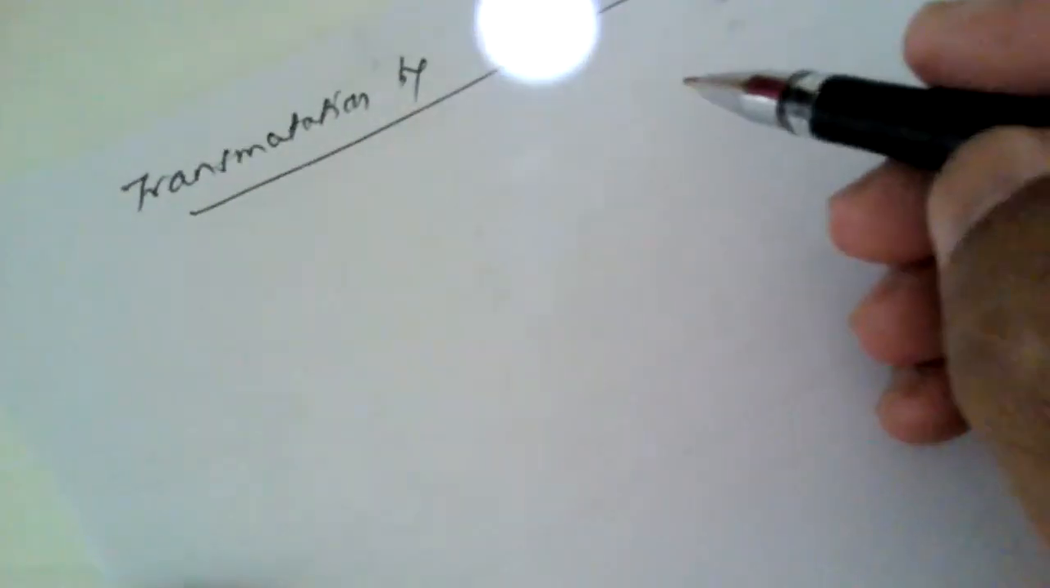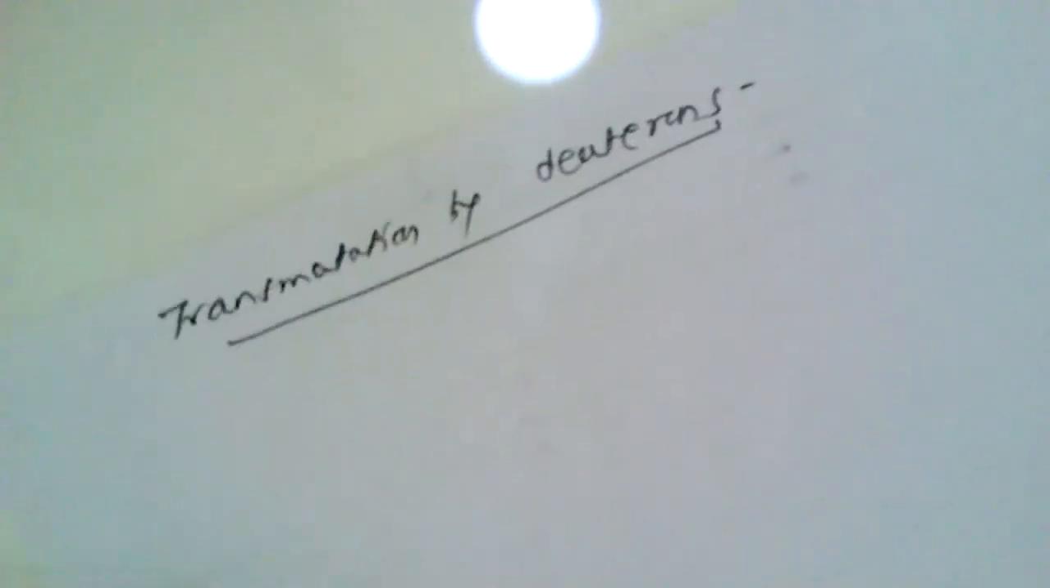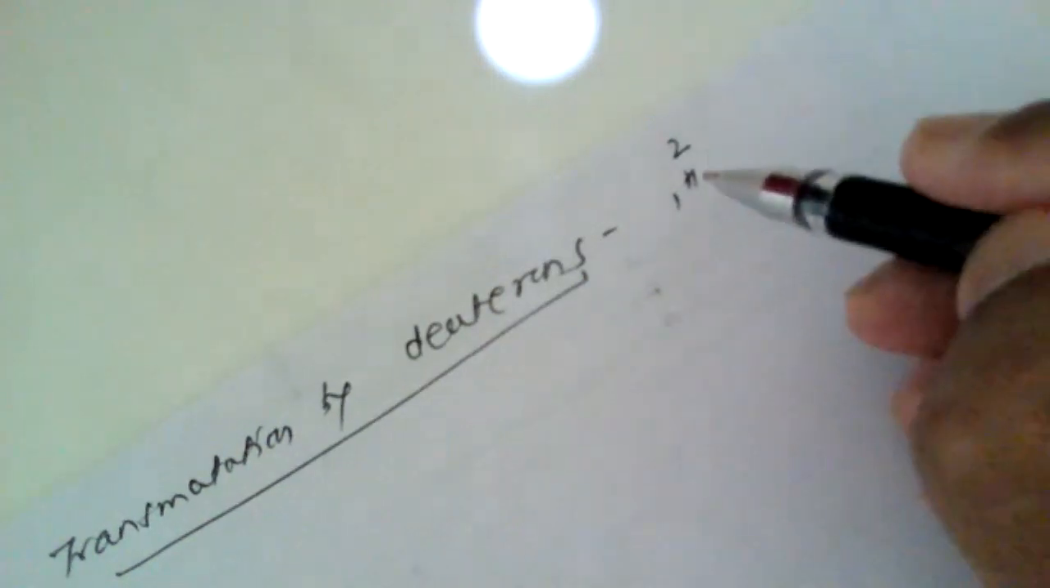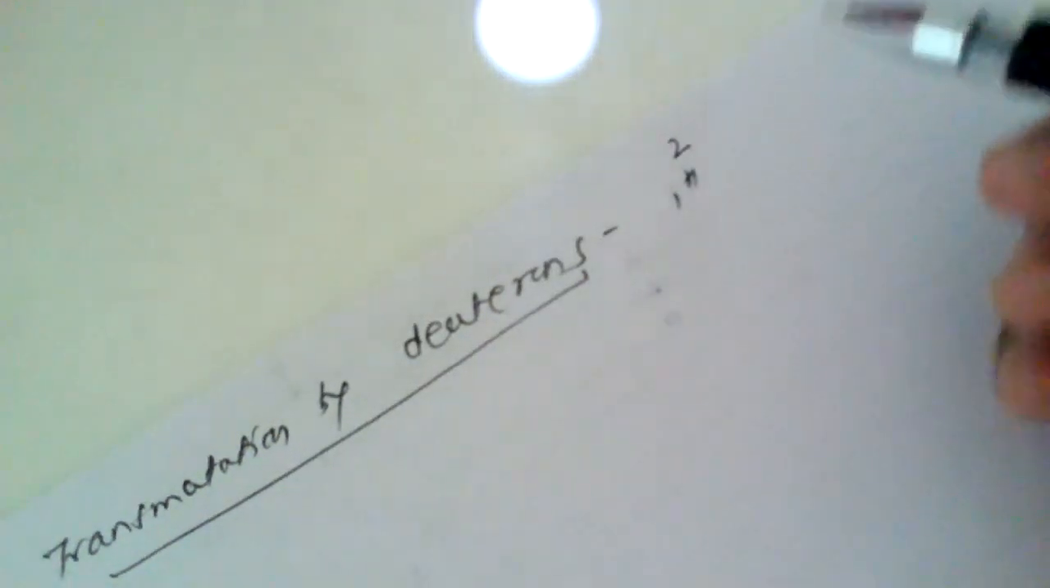We shall move further with another projectile such as deuterium or deuterons. Transmutation by deuterons. Here deuteron means another isotope of hydrogen, 1H2, where one neutron and one proton is present. Now here the reaction we shall take is again of aluminium.